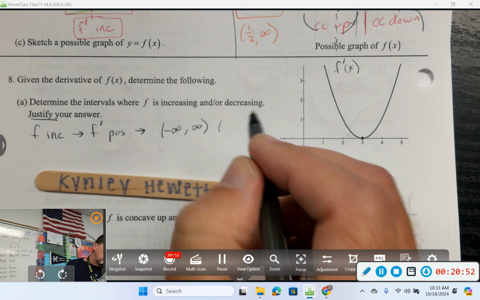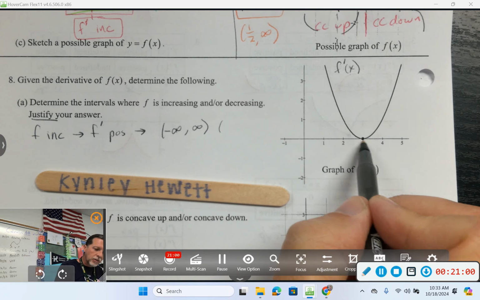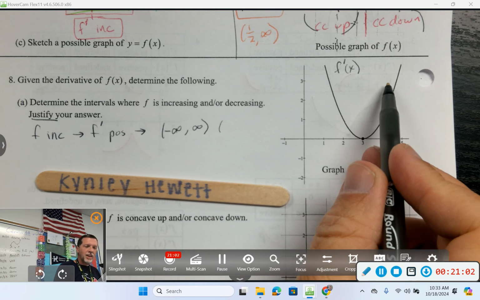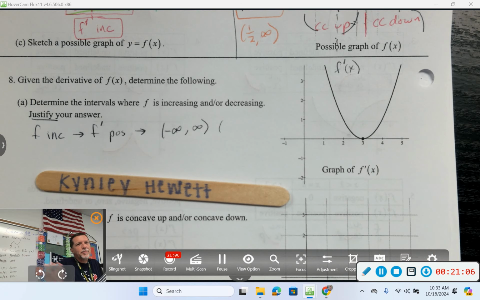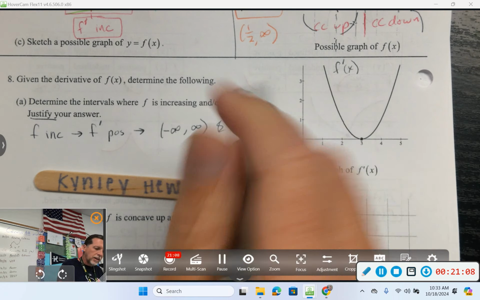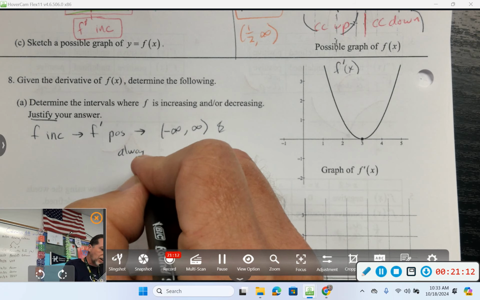Okay, Kinley said negative infinity to infinity. That's okay and it's accurate. Some people will say negative infinity to 3 and then 3 to infinity. But if you increase to 3 and then you increase after 3, you're increasing the whole way. So that means our graph is always increasing.